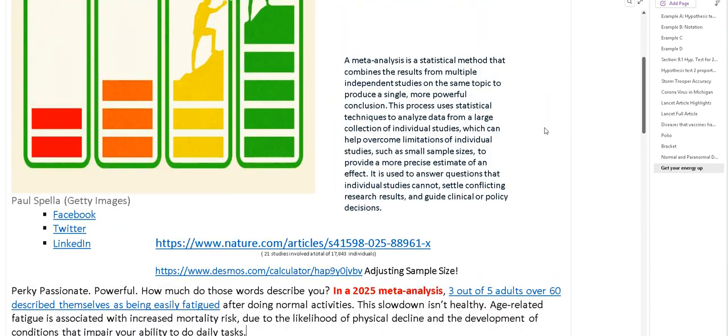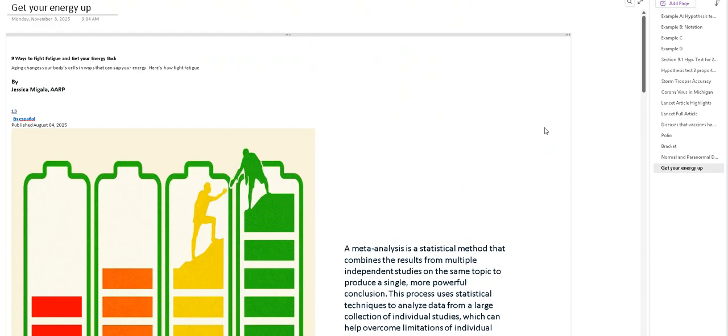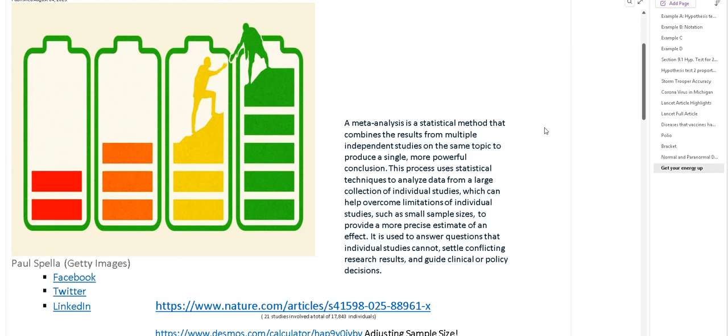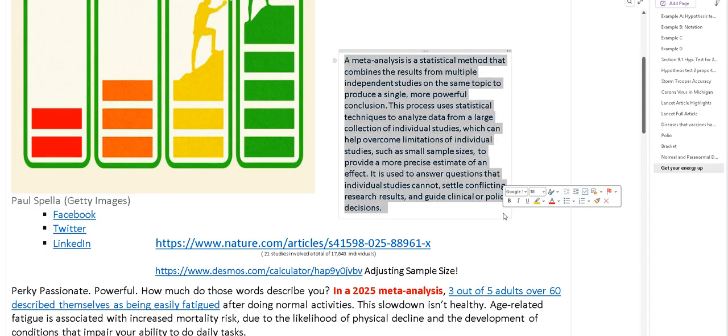My dad sent me an article over the weekend about getting your energy up. A lot of people, when they're old, unlike me, suffer a problem of feeling fatigued. Now, if you did a Google search on meta-analysis, they'd come up with this definition. Basically, you're combining the results from multiple studies to have a larger sample size and therefore learn a little bit more than you would otherwise.